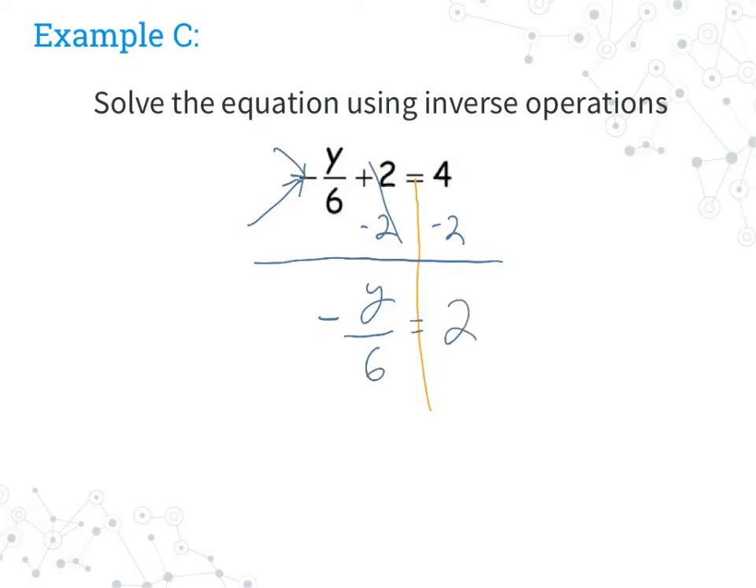Now I've got y divided by negative 6, and I'm going to have to get rid of my coefficient. So I've got to get rid of both the negative and the 6, not just the negative and not just the 6. So to get rid of that, I'm going to multiply by negative 6. The negative times the negative will give me a positive, which will leave me with just positive y. And then negative 6 and 6 will cancel out to give me just 1y. And then I'm going to multiply both sides by negative 6. 2 times negative 6 is negative 12.